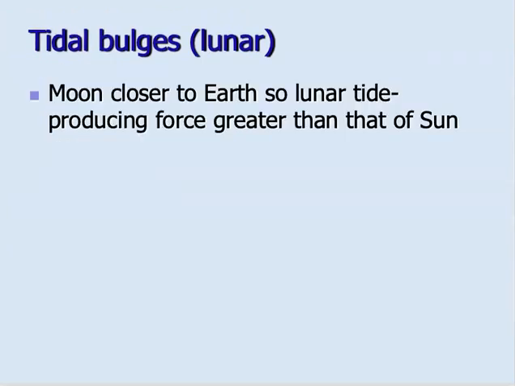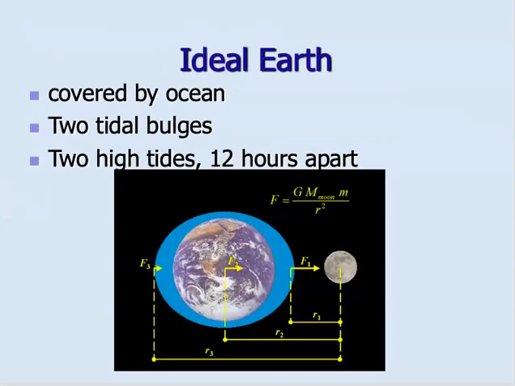Turns out the moon is more important than the sun in causing tides. Even though the sun is much bigger, it's really far away. If Earth didn't have any land on it, if it just had water, there would be two equal high tides every day, 12 hours apart. But all that land tends to complicate things.